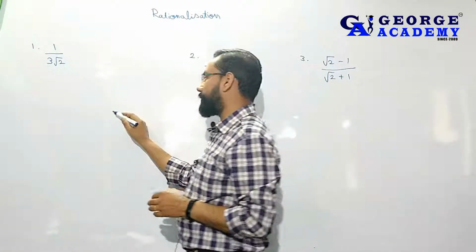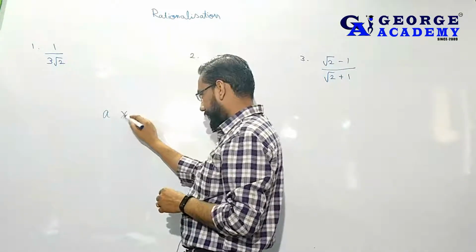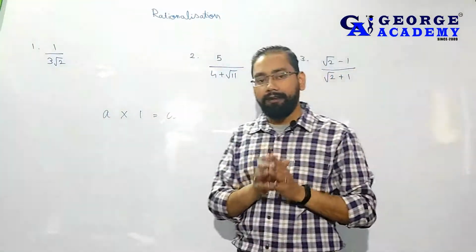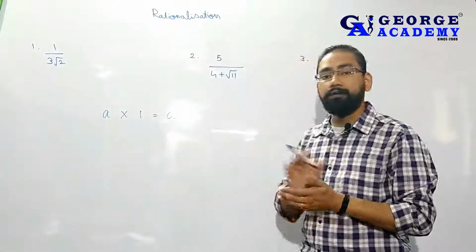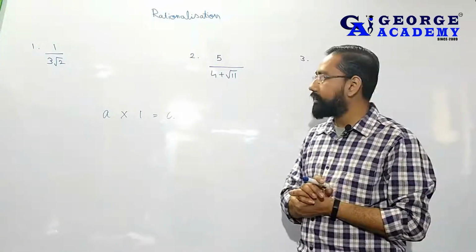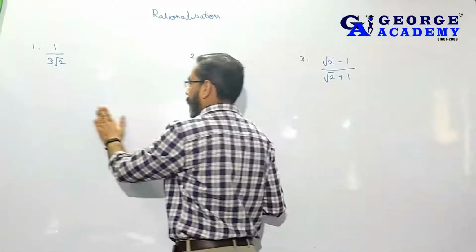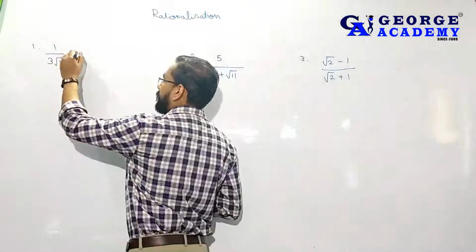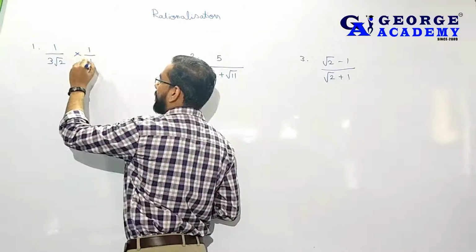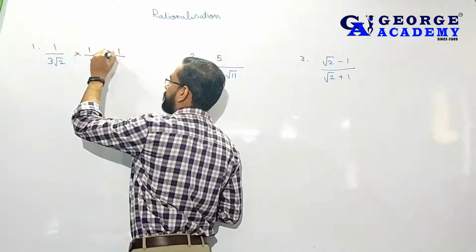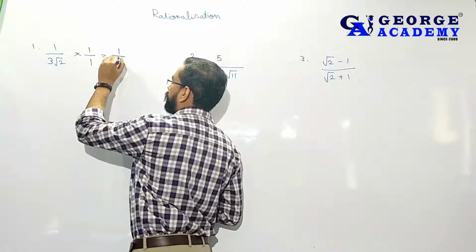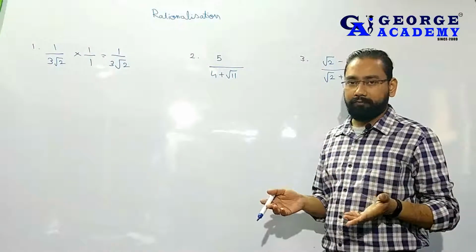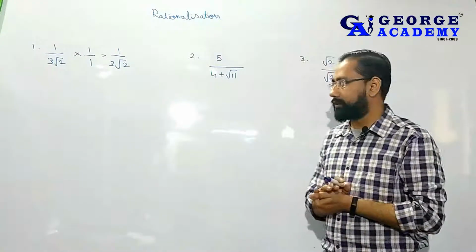Suppose we multiply any number, say a, into 1, it is equal to a. That means if we multiply any number by 1, its value does not change. So we can multiply this fraction by 1, and its value will not change. If we multiply this by 1, we will get the answer 1 by 3 root 2. That means when we multiply any number by 1, it remains the same. Its value is not changing.